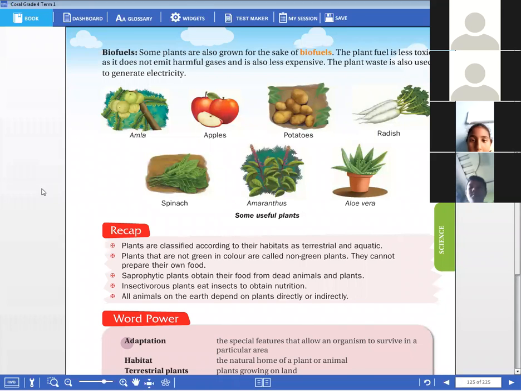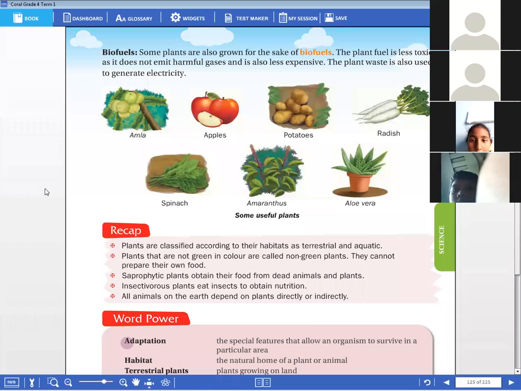And coming to biofuels, some plants are also grown for the sake of biofuels. The plant fuel is less toxic as it does not emit harmful gases, and it is also less expensive. The plant waste is also used to generate electricity.